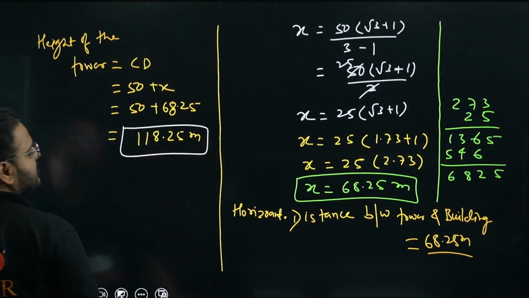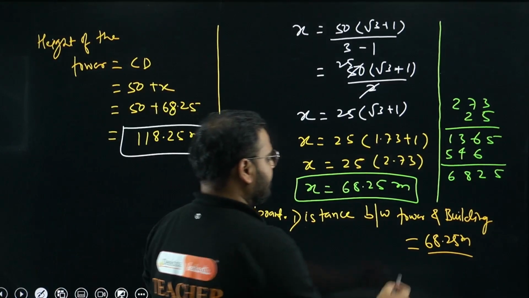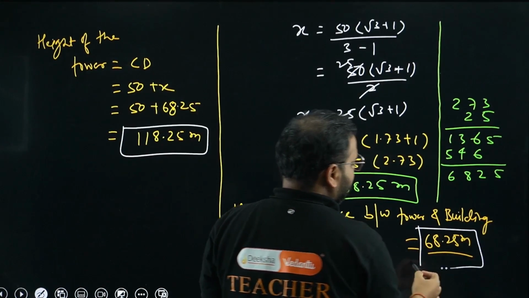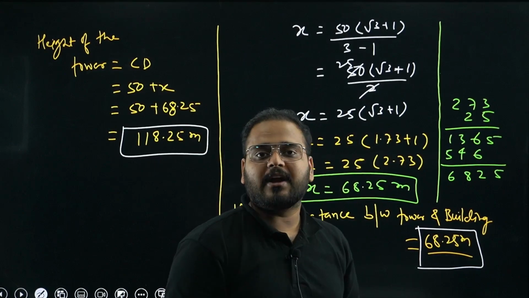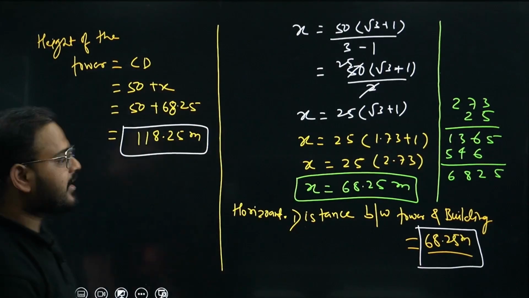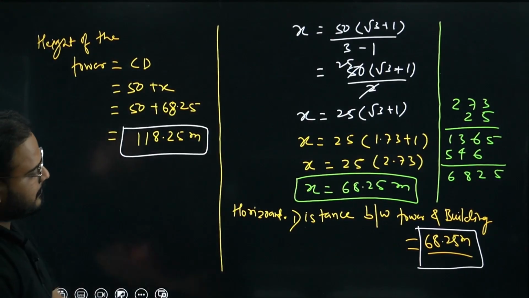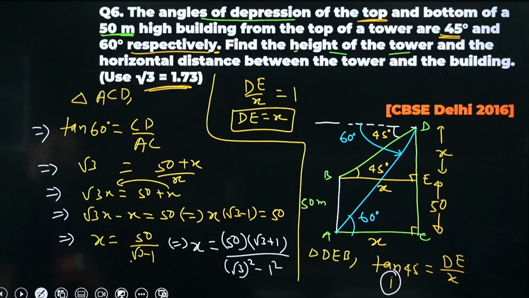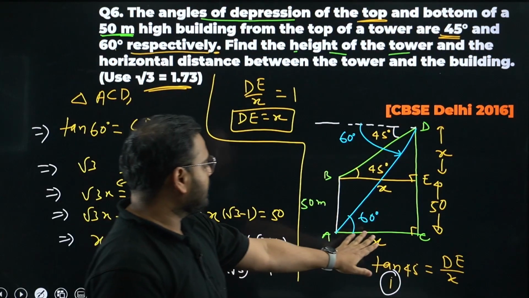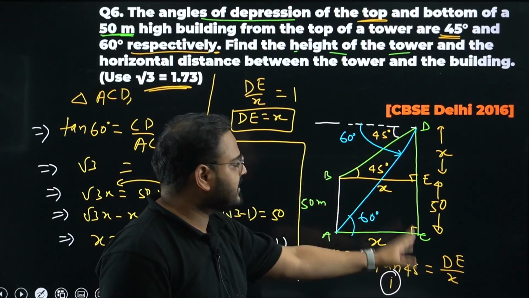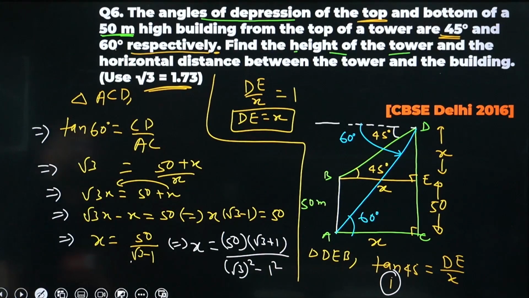So my two answers for this question are 68.25 and 118.25. Please check from the beginning. I hope this is clear. Figure was clear, right? Yeah. X is the horizontal distance. The height is CD. The height is CD. Please have a look. Okay.